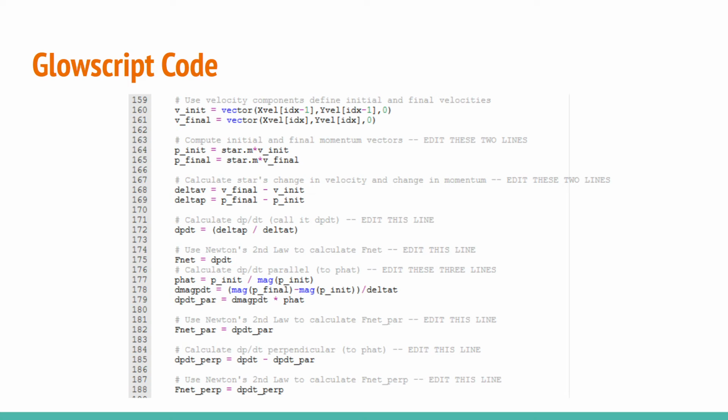In this code, I compute the initial and final momentum vectors by multiplying the mass of the star by the initial and final velocities. Then I also use these initial and final velocities to calculate the delta v and delta p. With the delta p, I was able to calculate dp/dt and use that to calculate the net force. Using p hat, I was able to calculate the delta of the magnitude of dt, and then use that to calculate the parallel forces and the perpendicular forces.